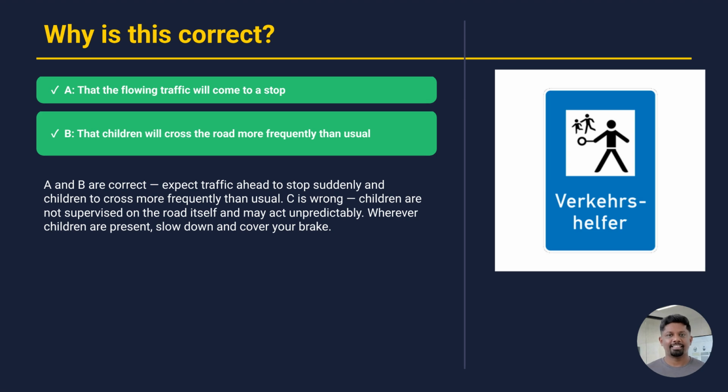A and B are correct. Expect traffic ahead to stop suddenly and children to cross more frequently than usual. C is wrong. Children are not supervised on the road itself and may act unpredictably. Wherever children are present, slow down and cover your brake. All right, let's move on to the next question.